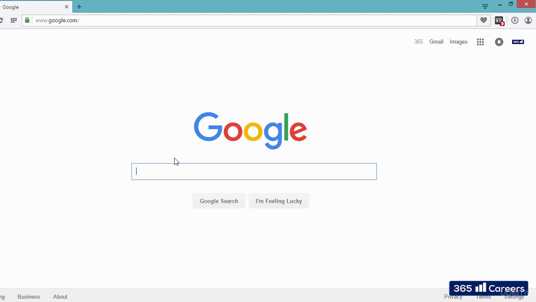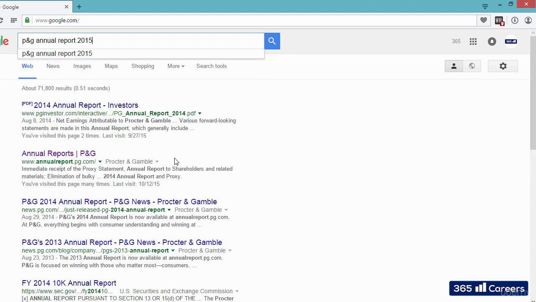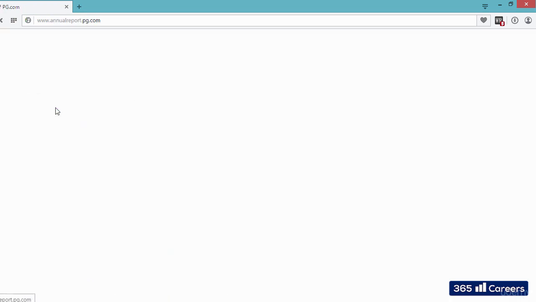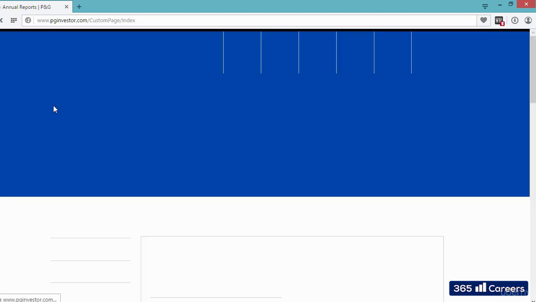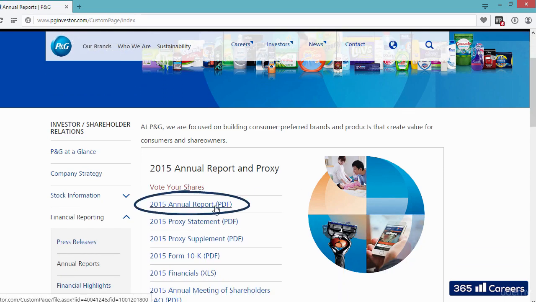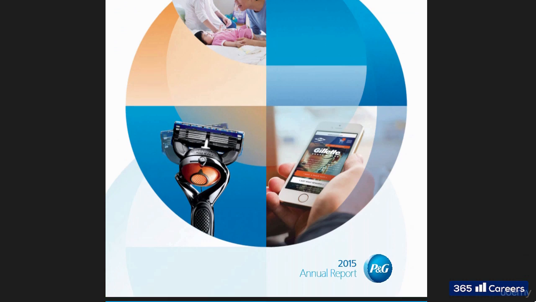All we have to do is type the name of the company, P&G in this case, followed by the words annual report, and then specify the year of the financial report that we are interested in. As you can see, the first link that appears in Google's search results is a direct link to the company's annual report. Okay, here it is, P&G's annual report for 2015.